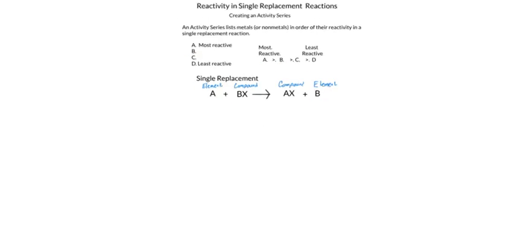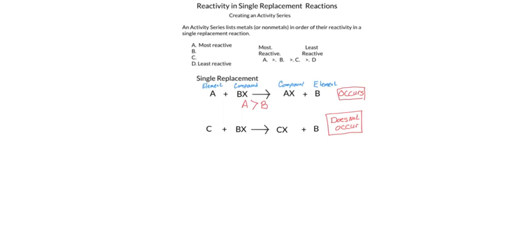In today's lab, you will be developing an activity series based on a series of reactions. For example, in this reaction, if the reaction of A with BX gives us a new compound, whereas in this reaction, no new compound CX or element B forms, so the reaction does not occur.